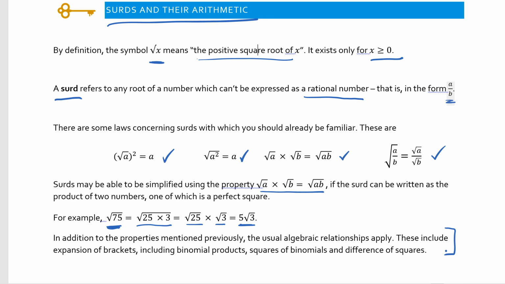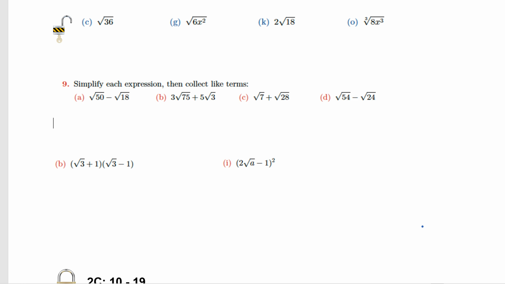In addition to those properties above, all the usual algebraic relationships apply. The things that we did in the last topic, we can do in this topic. So binomial products, expanding brackets, squares of binomials, difference of squares, all of those things, expansion of cubes for that matter, they all apply to surds just as well. Okay, so let's have a quick look at these examples. I'll go through them really rapidly. So square root of 36 we know is 6.